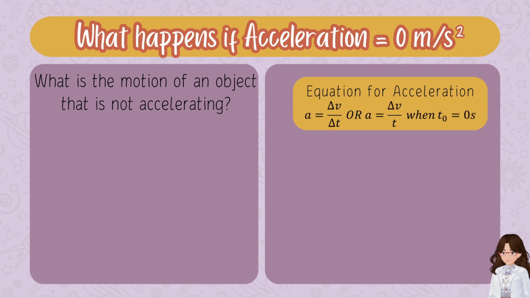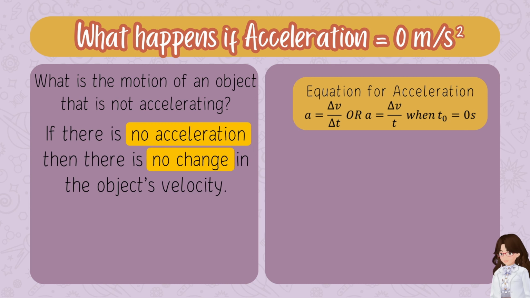So what happens if acceleration is 0? We've looked at every case of speeding up or slowing down. What happens if it's 0? What is the motion of an object that is not accelerating? Well, if you think about it, if there's no acceleration, by definition, there's no change in the object's velocity.